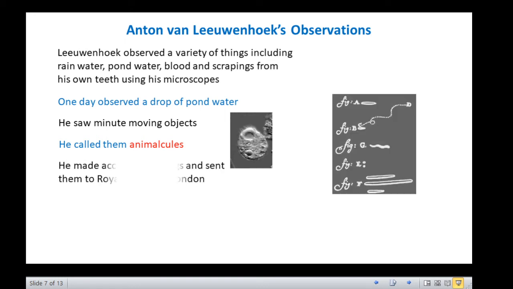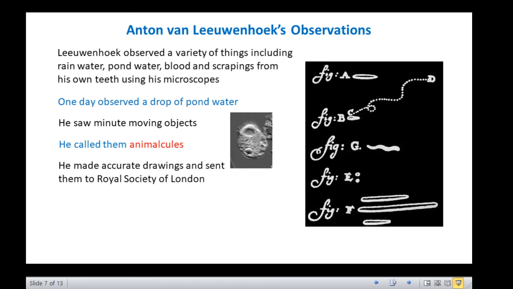He made accurate drawings of these animalcules and sent them in a series of letters to the Royal Society. Today we know these small animalcules as microorganisms. His greatest accomplishment was his discovery of the microbial world. Altogether, it is believed that he sent 190 papers to the Royal Society.